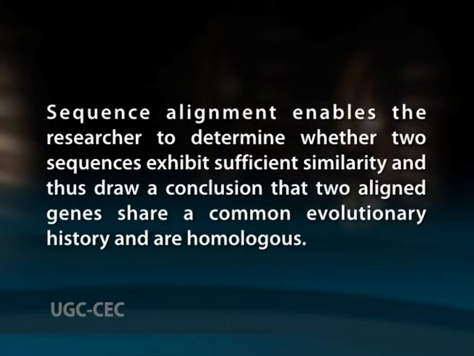Events like fusion of sequences from two different genes and gene duplication also occur in genomes. It is presumed that present-day homologous sequences have diverged from a common ancestral sequence through iterative molecular changes. Sequence alignment enables the researcher to determine whether two sequences exhibit sufficient similarity and thus draw a conclusion that two aligned genes share a common evolutionary history and are homologous.